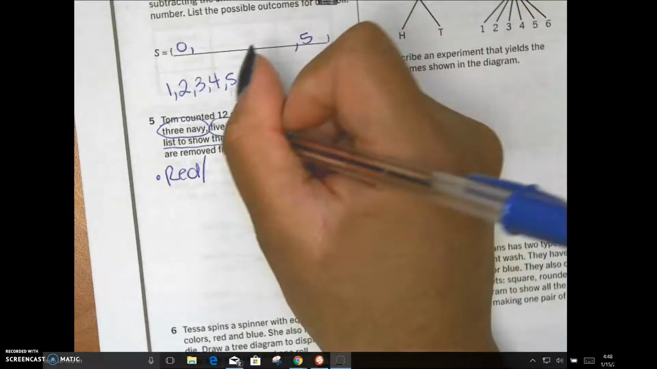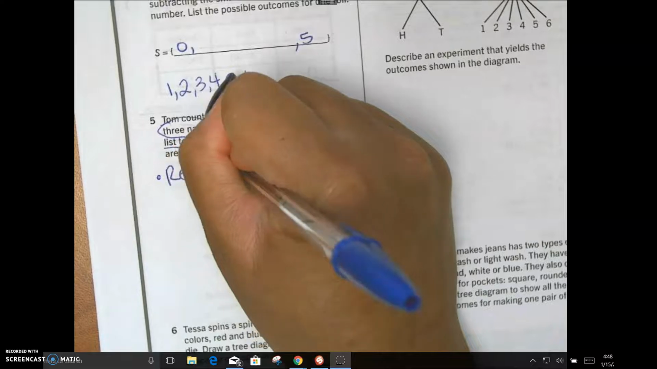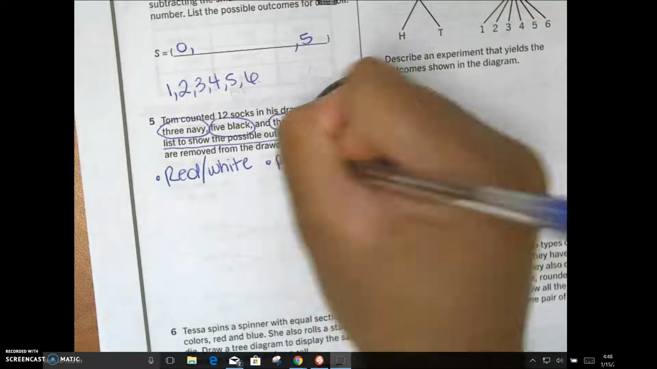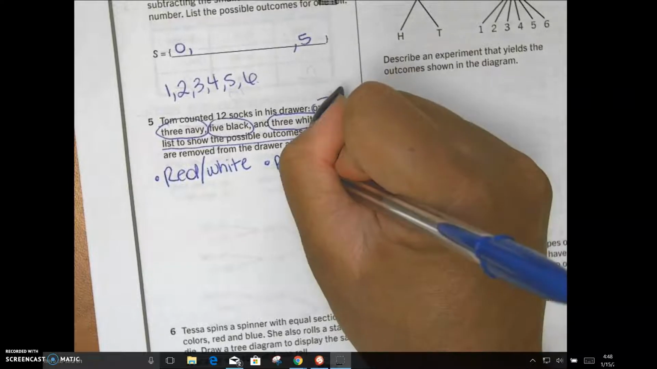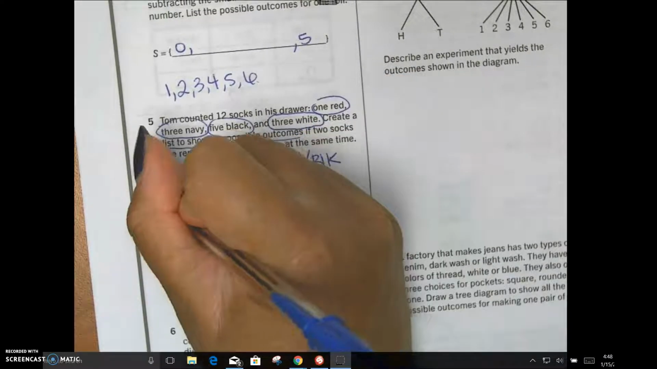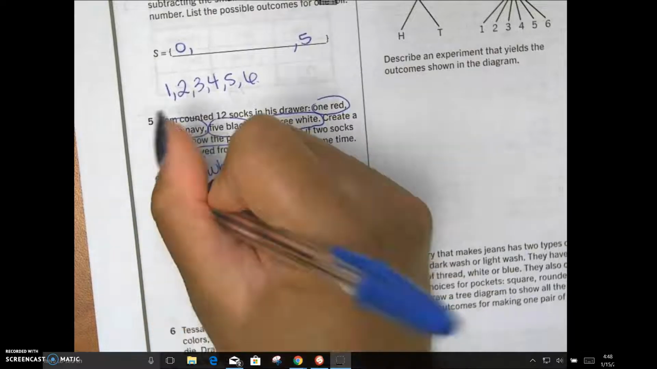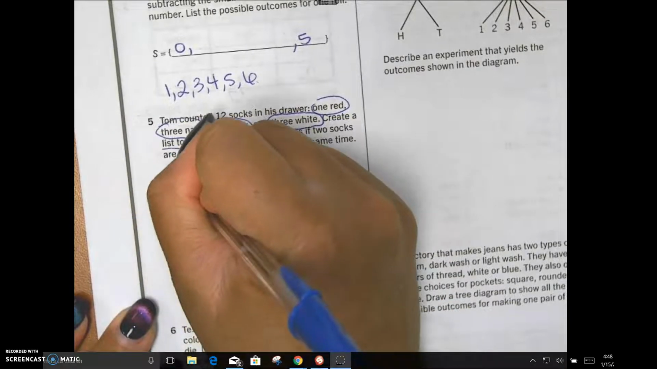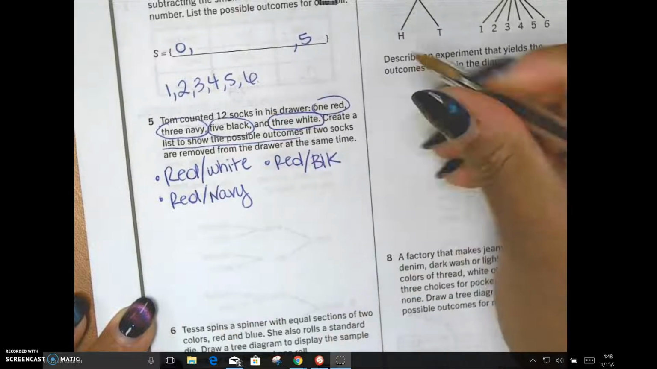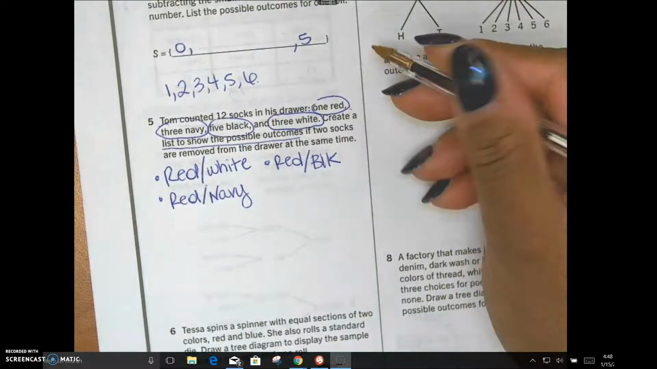A red and a white sock. Who else can red be paired with? What other colors are there? Red and black. Who else? Red and navy. Can red be paired with red? No, because there's only 1 red.